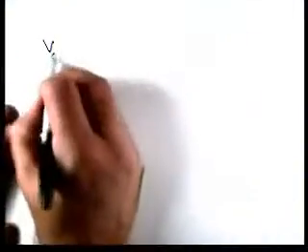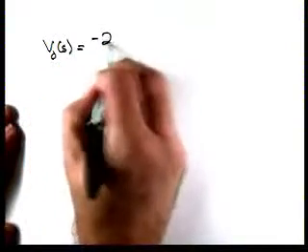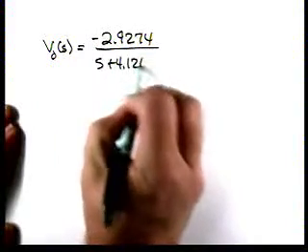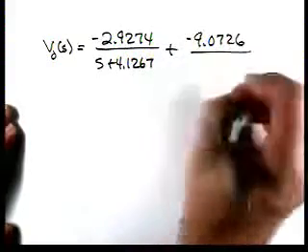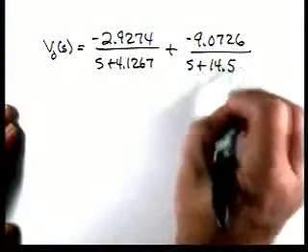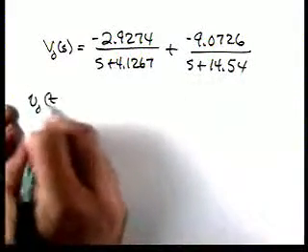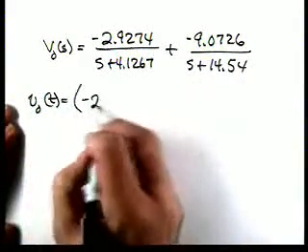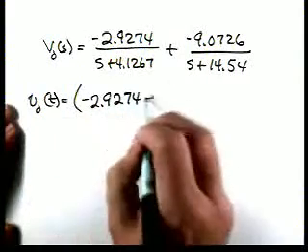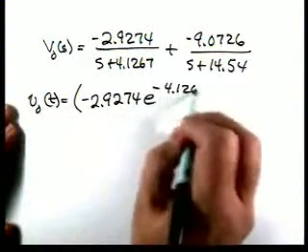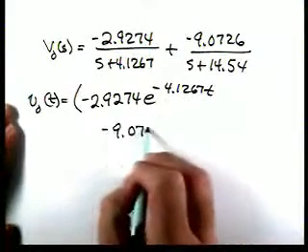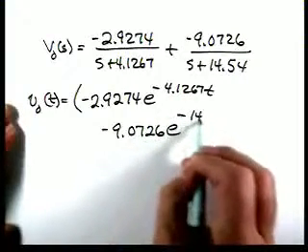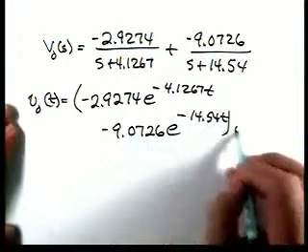So V0 of S is minus 2.9274 over S plus 4.1267 plus minus 9.0726 over S plus 14.54. So V0 of t then is minus 2.9274 e to the minus 4.1267t minus 9.0726 e to the minus 14.54t u of t volts.